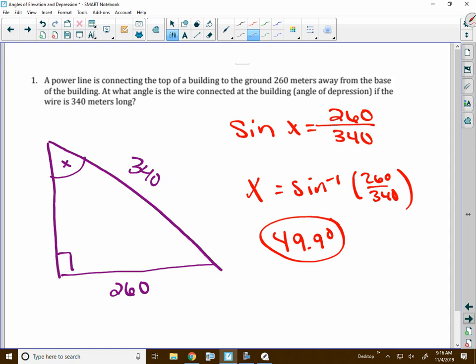Yeah, look at your denominator. Is that what our denominator is?